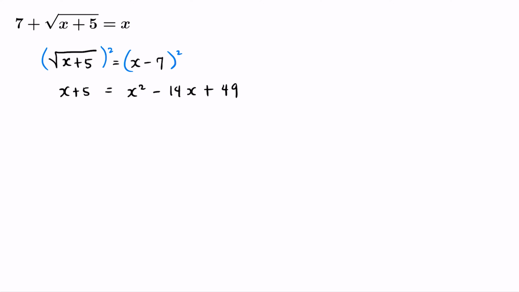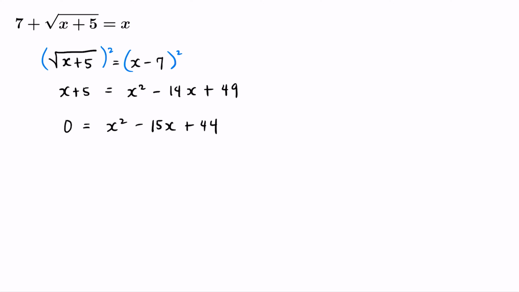Now let's move everything to the right-hand side of this equation and we'll get x squared. You have negative 14x, move that here, so you have minus x, that will give us minus 15x. And then 49 minus 5, so that is equal to 44.